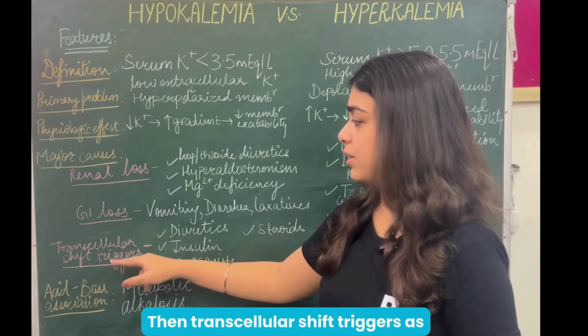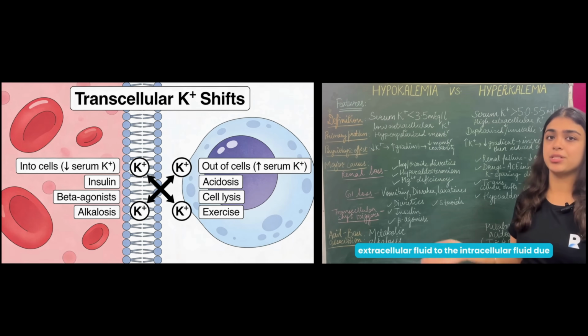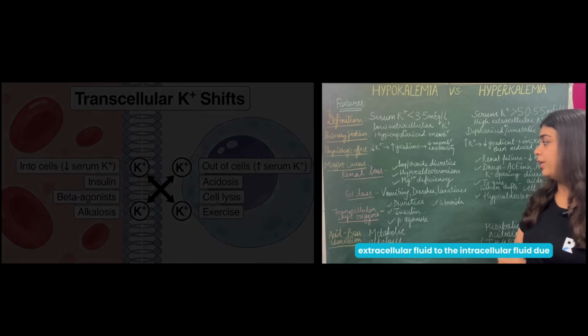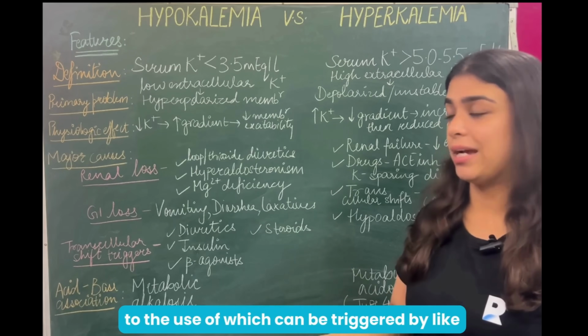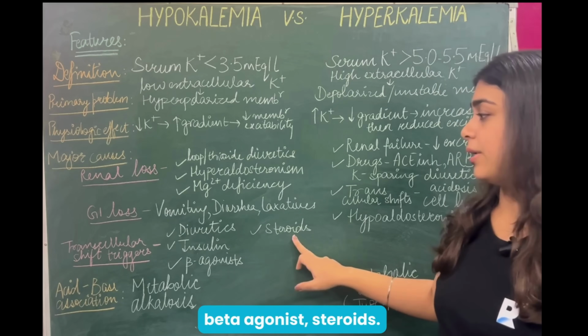Then transcellular shift triggers, where the potassium ions move from the extracellular fluid to the intracellular fluid, which can be triggered by diuretics, insulin, beta agonists, steroids.